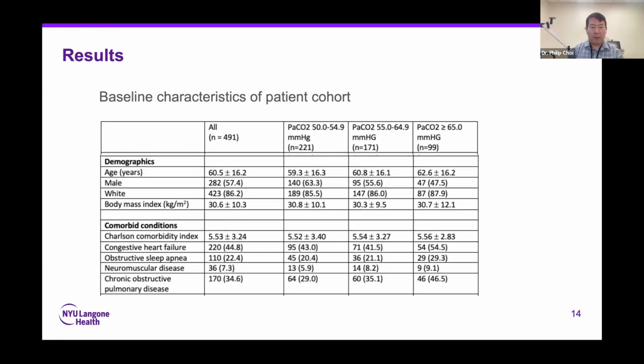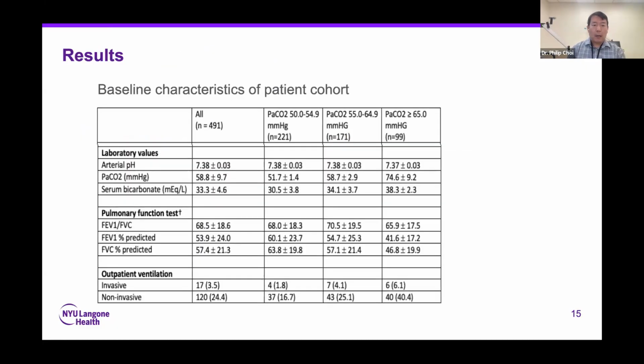And so these are the baseline characteristics of our cohort. You can see that there's an average age of 60, a little bit more male and female, predominantly white, which is just the nature of being in Ann Arbor. Body mass index, slightly overweight, and then just distributions of comorbid conditions. And we also broke down into various levels of PCO2.